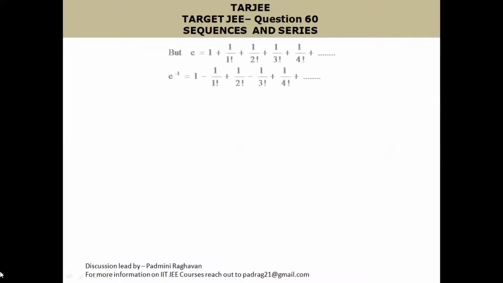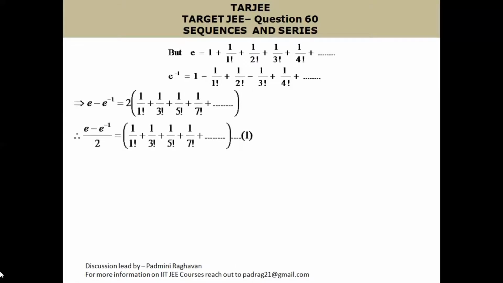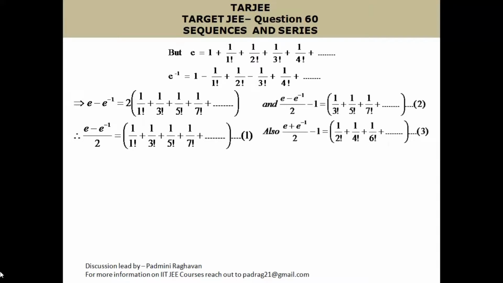We know e is equal to this, e power minus 1 is equal to this. Subtract one from the other. We get e minus e power minus 1 is 2 times (1 by 1 factorial plus 1 by 3 factorial plus 1 by 5 factorial and so on). So (e minus e power minus 1) by 2 is 1 by 1 factorial plus 1 by 3 factorial plus 1 by 5 factorial, etc. Also, (e minus e power minus 1) by 2 minus 1 will be the sum of the terms 1 by 3 factorial plus 1 by 5 factorial plus 1 by 7 factorial, etc.